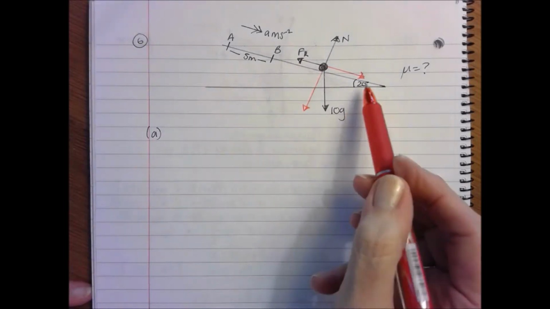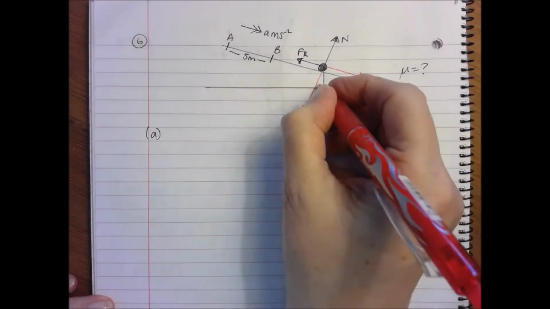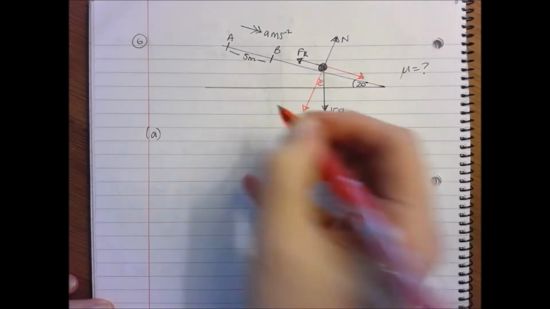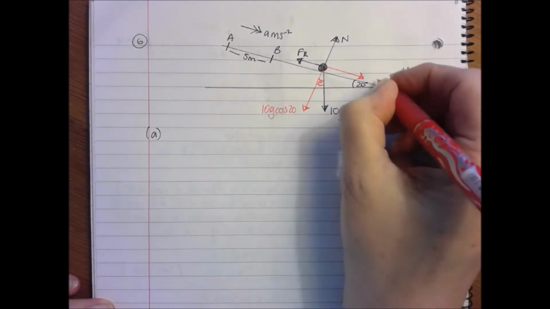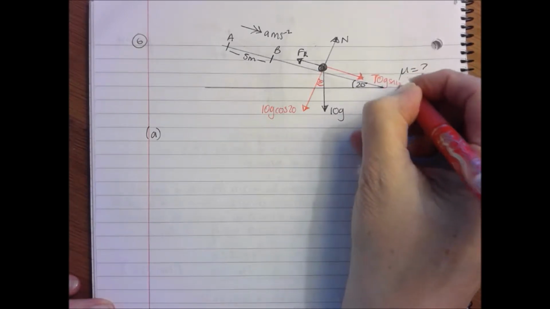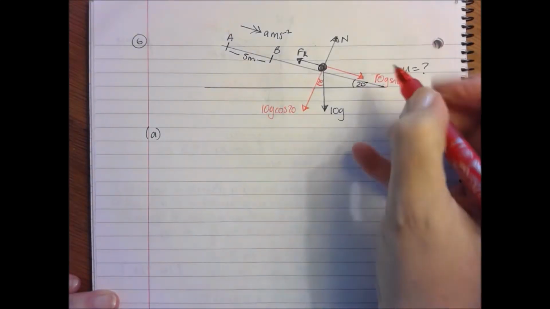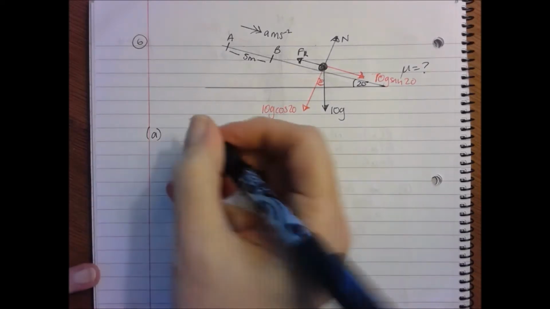And then I need to resolve my weight into two components. So if this is 20, this angle here is 20 as well, so this component is adjacent to it. So this is 10g cos 20, which means this one must be 10g sine 20. Sorry, it's not a t there, that's a 10. 10g sine 20. And then I can start doing part B. So for part A, I should say.